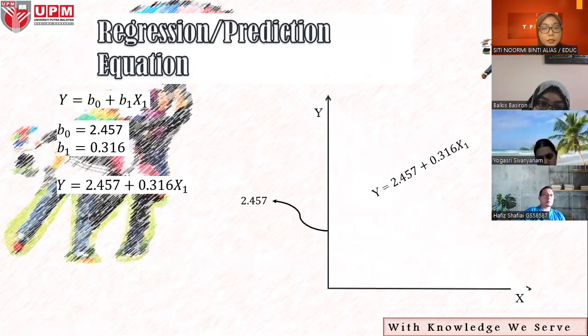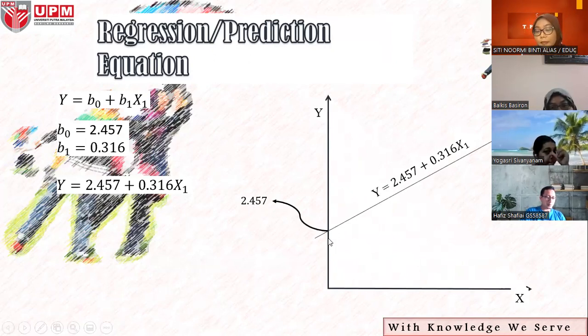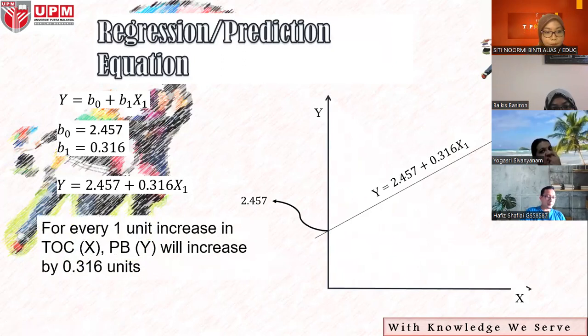Okay, so this is the prediction equation kita dah buat tadi. If you are required to draw the prediction graph, this is how you should draw the graph. Okay, so you locate the B naught equals 2.457, and then you locate the equation on the straight line. Buat macam ni. Okay, kalau you all diminta buat. So this is the interpretation: for every 1 unit increase in task-oriented coping, PB will increase by 0.316 units.